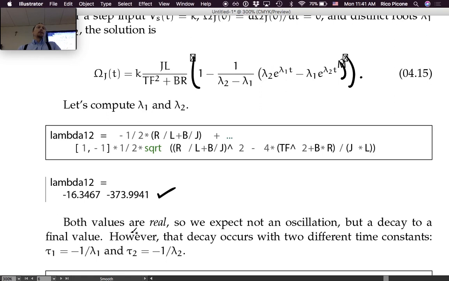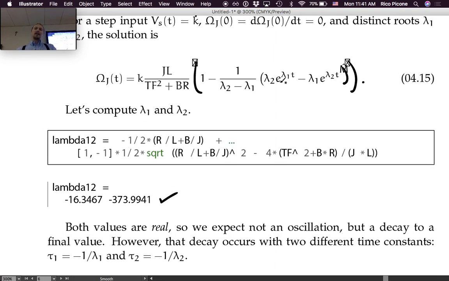Both values are real. That's nice because it's a little easier to work with, right? If they were complex, we would be expecting oscillation, so we'd have that underdamped case. But in this case, we have real roots, so expect no oscillation. We're just going to have these two exponentials decaying to 0 in their response.